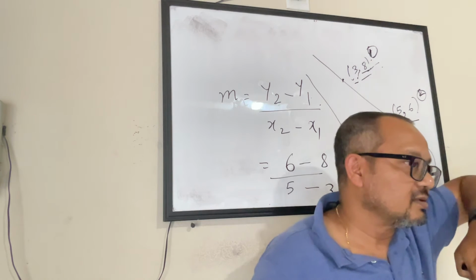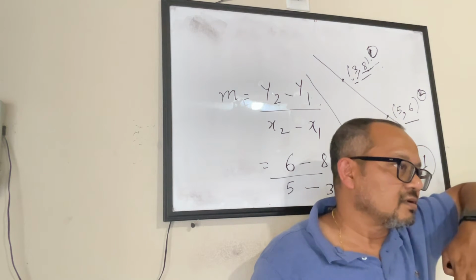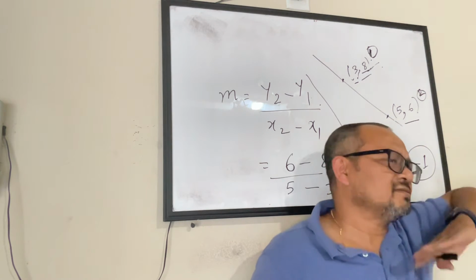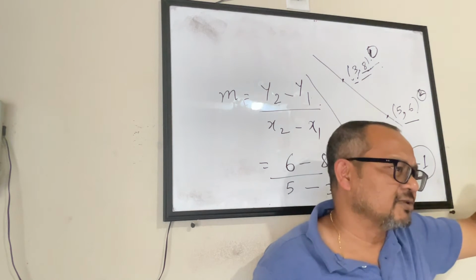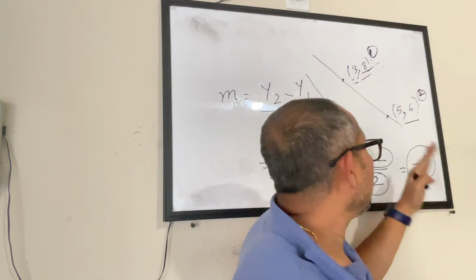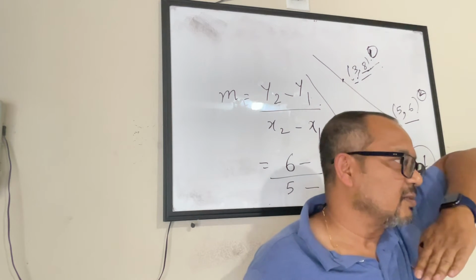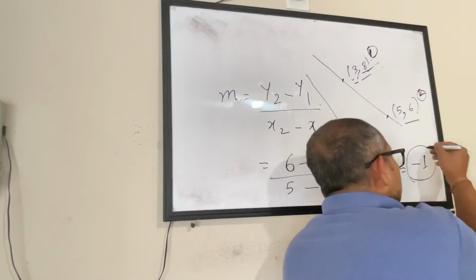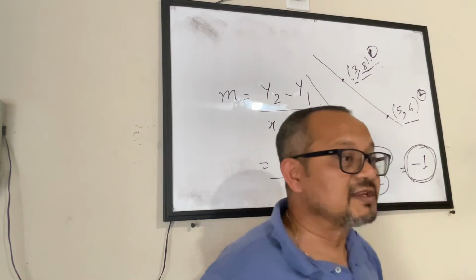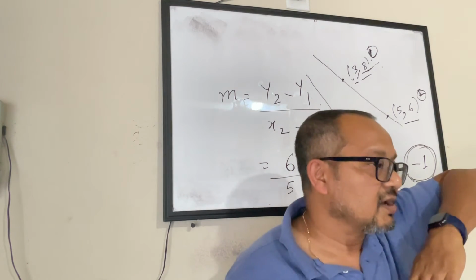It's going to the quadrant of 2. Did I say that? No, don't go there. I'm saying this is a decreasing slope. Meaning, whenever you see a slope value as negative, that means it's a decreasing slope.